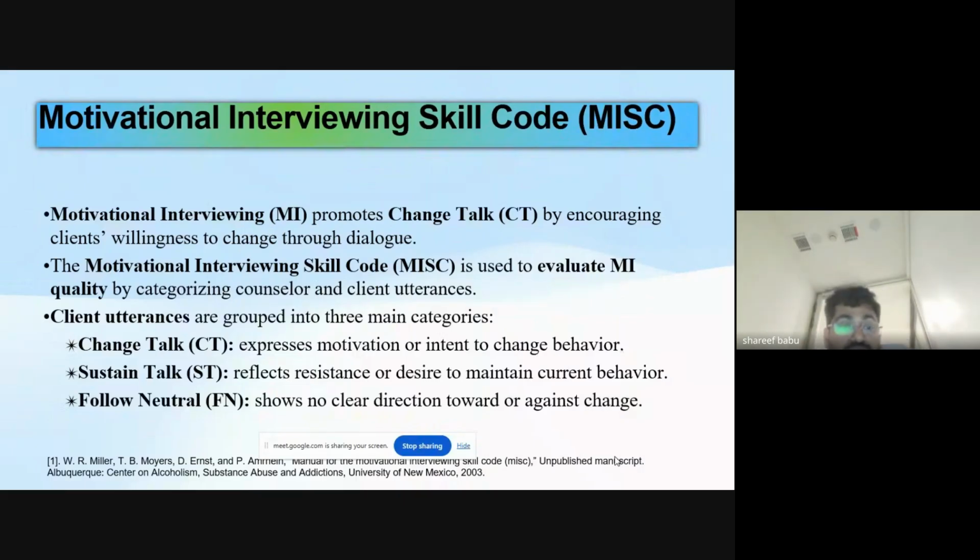In understanding the client behavior, the motivational interviewing skill code has been categorized into three major categories: change talk, sustain talk, or follow neutral. Change talk means whenever I am discussing my problem with the therapist, for example, if I say I am an obese guy, the therapist says you are too obese, if you start doing some exercises or cut down your junk food, you could maintain your physique and your health condition will improve.